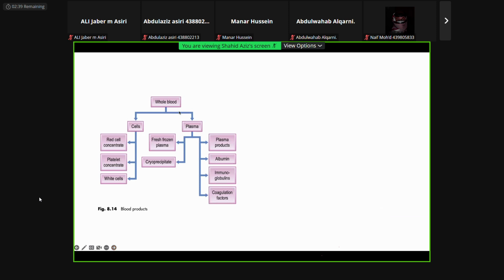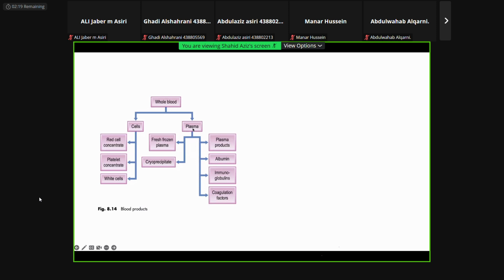So we have whole blood. It contains cells and plasma. The cells are red blood cells, platelets, and white blood cells. You can give them separately as red blood cell concentrate transfusion, platelet transfusion, or transfusion of white blood cells if required in immunodeficient patients, or you can give them plasma.